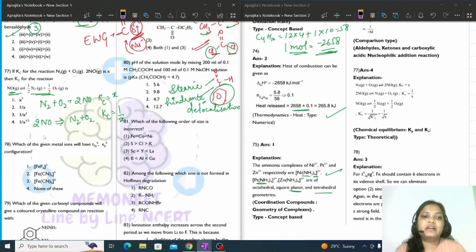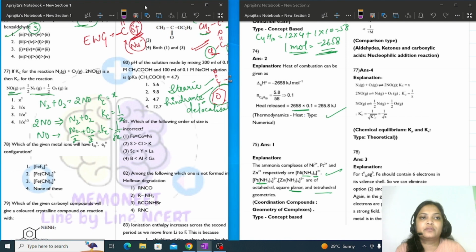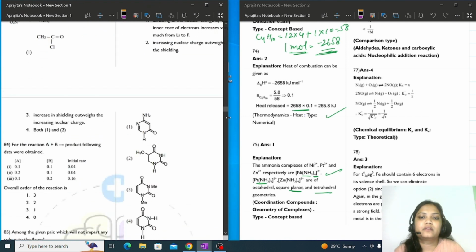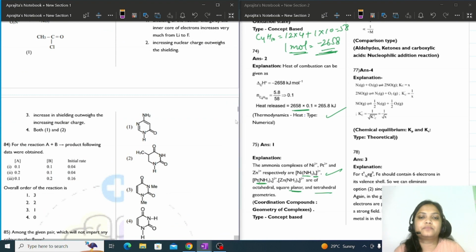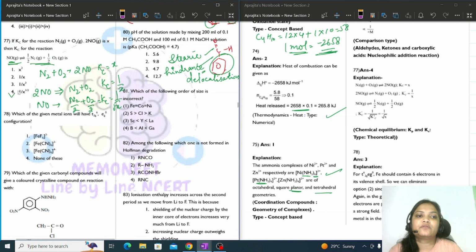Now to have this reaction, we'll divide it by 2. So NO will give N2 upon 2 plus O2 upon 2. So Kc is 1 upon, now we have divided it by 2. So it will be 1 upon square root of X, means 1 upon X raised to the power 1 by 2. So that would be the answer in this case, option number 4th.